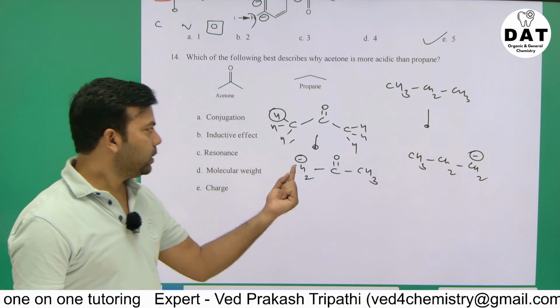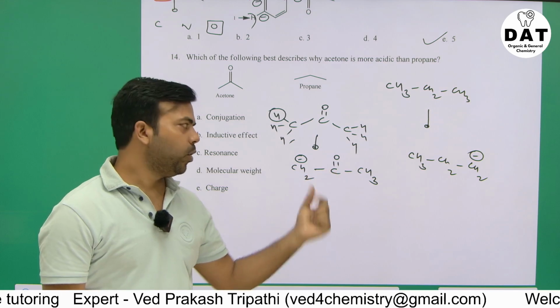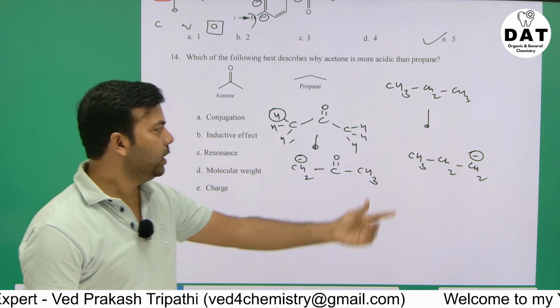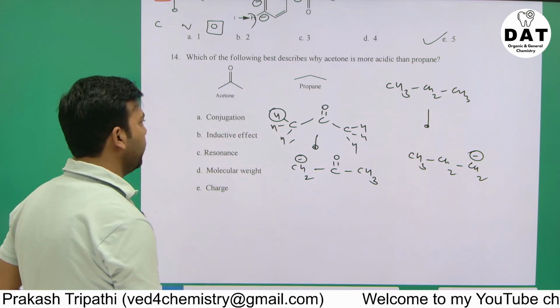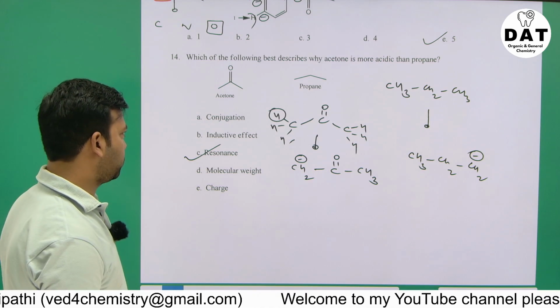So this negative is in resonance with the carbonyl because it is in alternate with the double bond. Can you see? Negative is in alternate with the double bond, while here negative is not in that condition. So here resonance is the deciding factor. Okay.